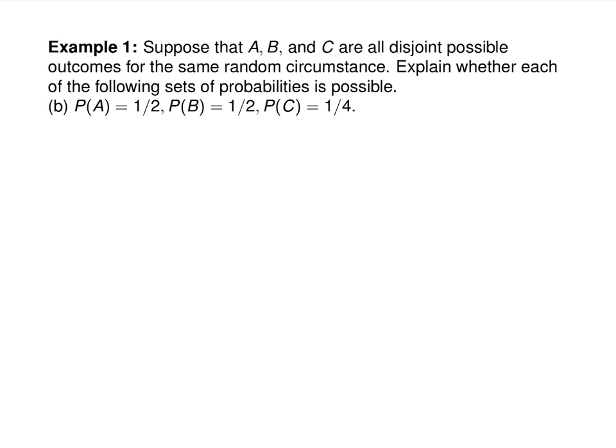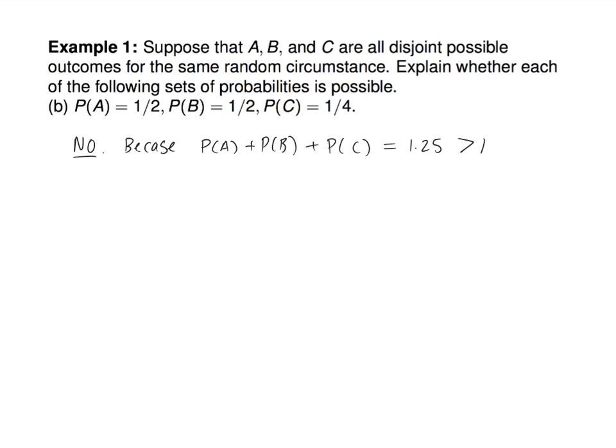How about this one? Could P of A be a half, P of B be a half, and P of C be a quarter? No. Because P of A plus P of B plus P of C, what does that equal when you add them all up? It's bigger than 1. If they had nothing in common, it wouldn't be possible for that to add up to something bigger than 1.